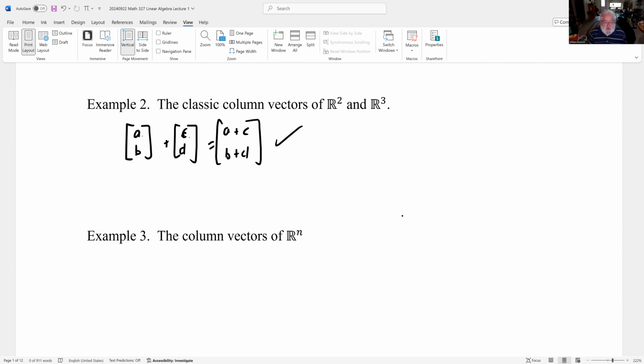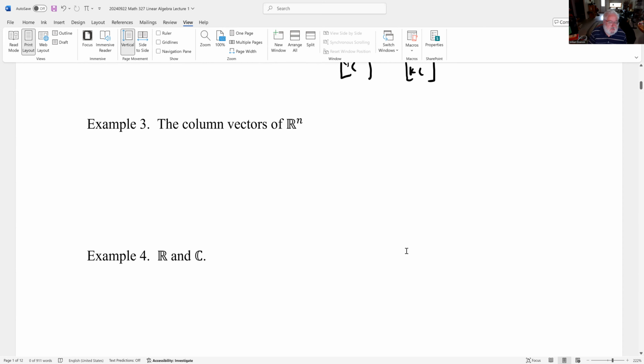If we're in R3, that means we have three components, usually thought of as X, Y, and Z. If we multiply this by a constant, what do we get? Usually, well, always, we just distribute the constant to each term: k times A, k times B, k times C. So the usual classic column vectors, you can add them, you can subtract them, you can multiply them by constants.